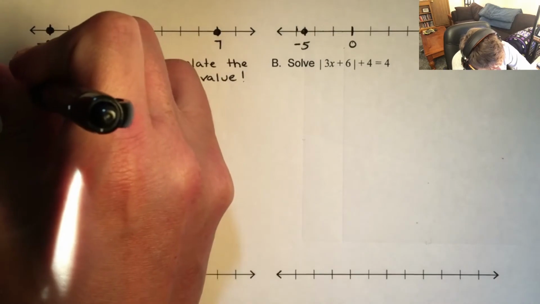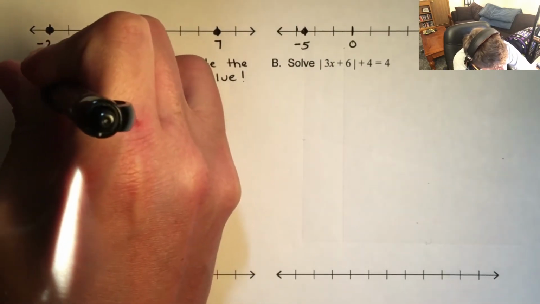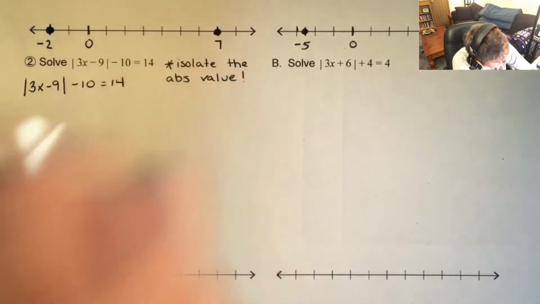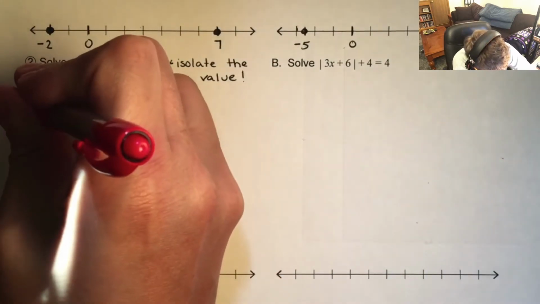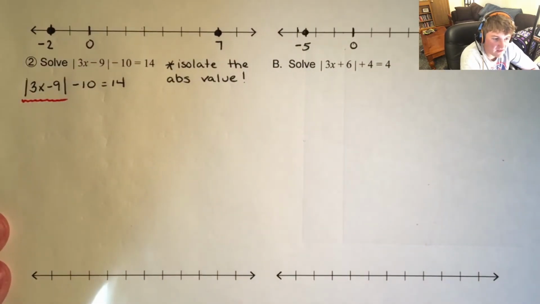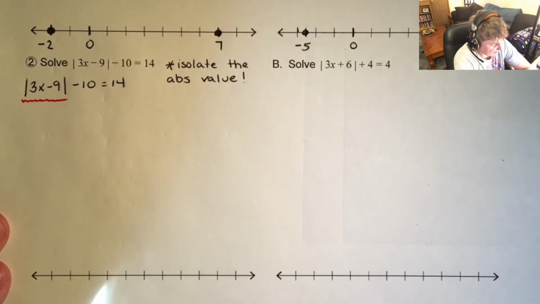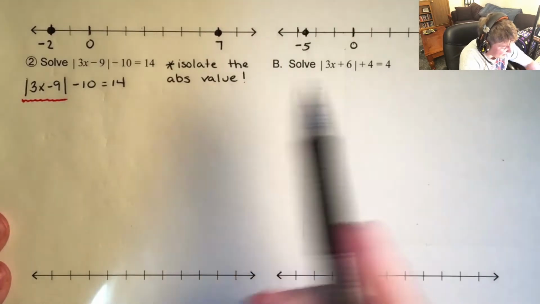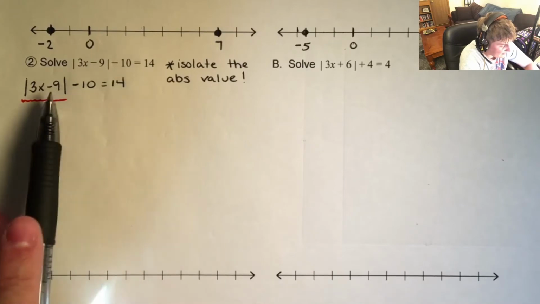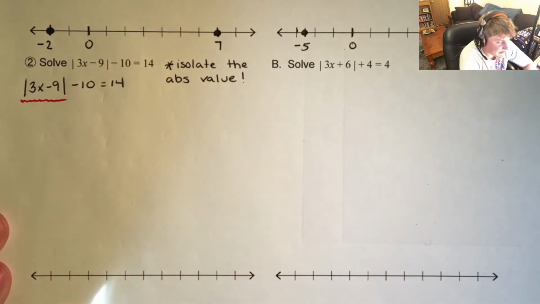So I have the absolute value of 3x minus 9. Then I'm going to take away 10. That's equal to 14. Okay, I just want to get this entire part here underlined in red by itself. If I can get that by itself and have it equal to another number, I'm going to be able to easily graph this. So let's think about it. What can I do to get rid of this minus 10 so that this absolute value symbol is completely isolated by itself?